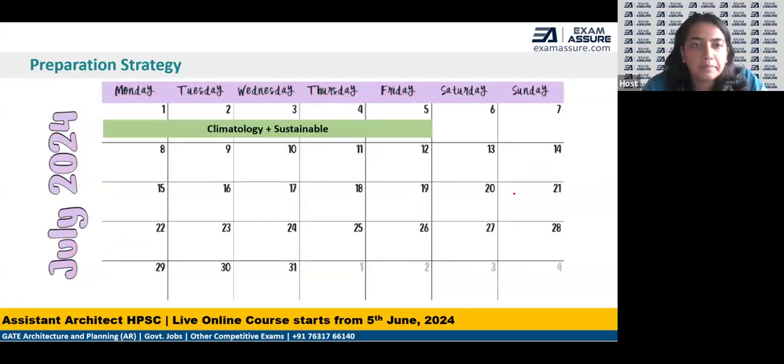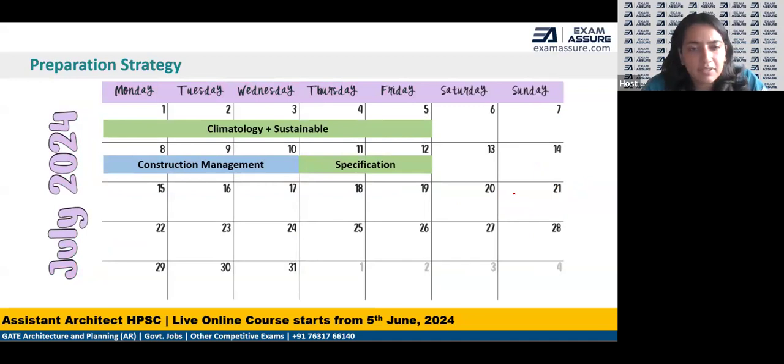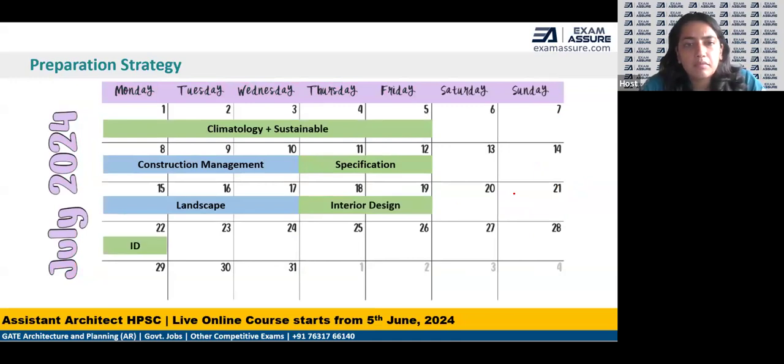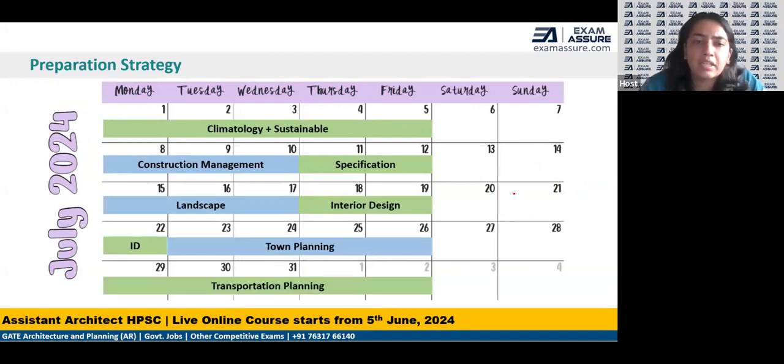Then in July, here you can start with climatology and sustainable architecture, at least for the first 5 days. 3 days would be enough for construction management, 2 days for specification writing, another 3 days for landscape architecture, 3 days for interior design, 4 days for town planning, and let's say another 5 days for transportation planning. And same goes here. Utilize your Saturdays, Sundays all for revision.